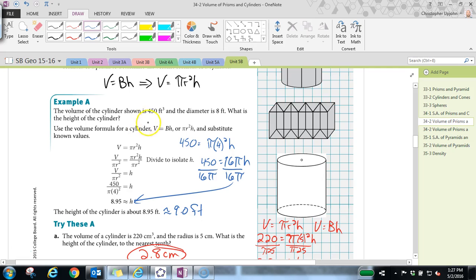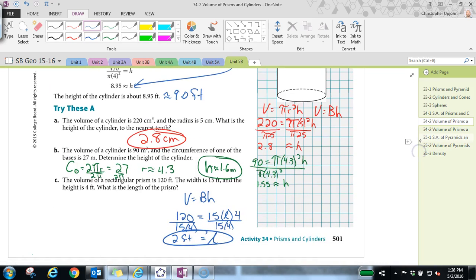If we have a problem where they give us the volume and the diameter, we divide that by 2 to get a radius of 4. What is the height of the cylinder? So we plug it into our formula. The book divides to find h first. I like to put in the numbers first. Either way, we get 8.95. We're going to round to 1 decimal place, or the tenths spot, so 9.0 feet.